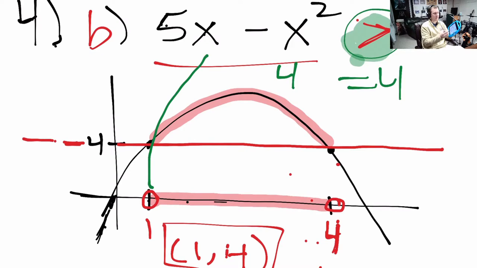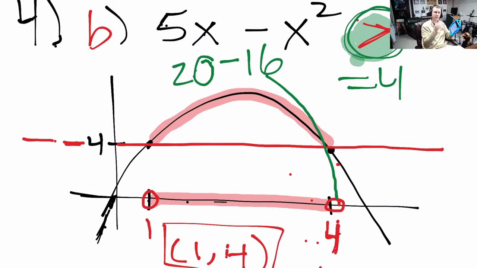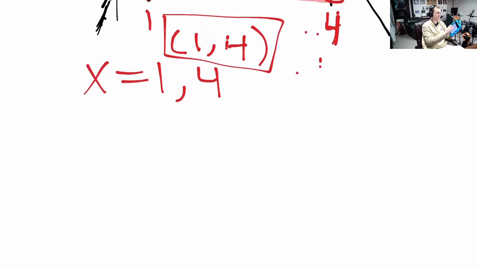Same story on the right side. We've got an open circle here because if we plug in 4, we get 20 minus 16. That is 4. And that's equal to the right side, but that symbol means only things bigger. We can't have the same. So it boils down to that symbol. And if it's one of these, then you're going to have open circles. So intervals will be like this.